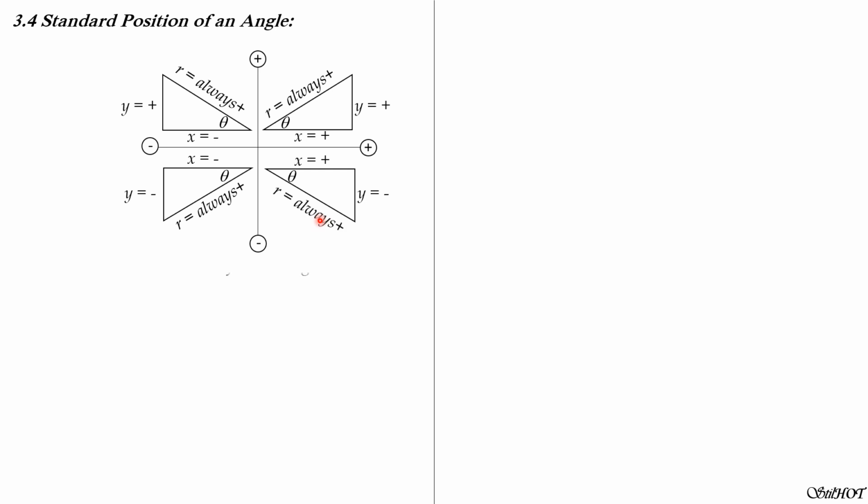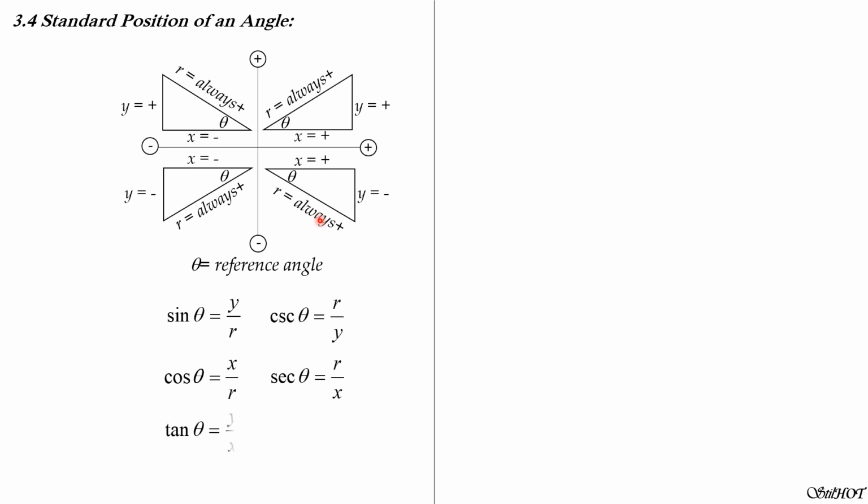So we call theta the reference angle. From the figure, sine theta is y over r, cosecant theta is r over y, reciprocal. Cosine theta is x over r, so therefore secant theta is r over x. Tangent theta is y over x, so cotangent theta is x over y. And remember Pythagoras theorem, for this case, x squared plus y squared equals r squared.